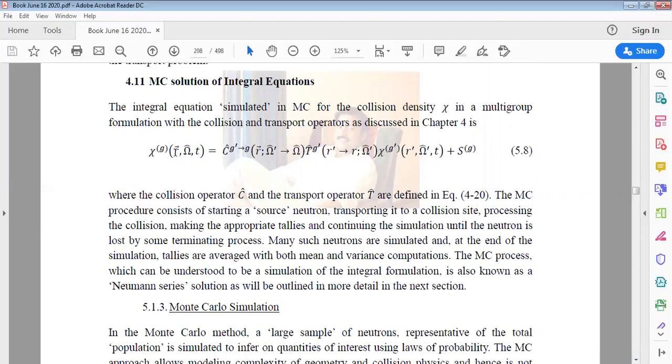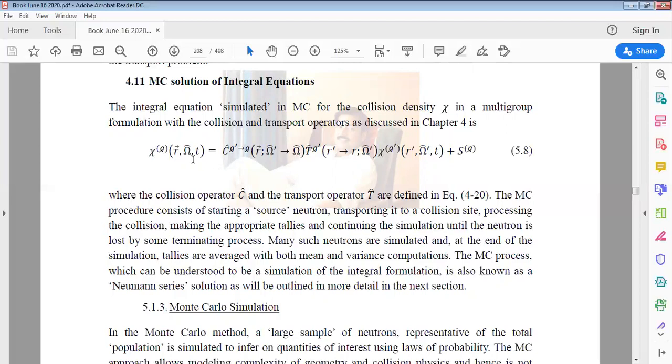So the phase space of interest was R, E, omega, t. The E I've dropped here and put a discretized index G representing the energy group, E_G. Inside this, the collision density chi is expressed as a direct contribution from the source plus an indirect contribution from the collision density at some other energy G prime, which has been transported, which has collided and come into R, G, omega, t.